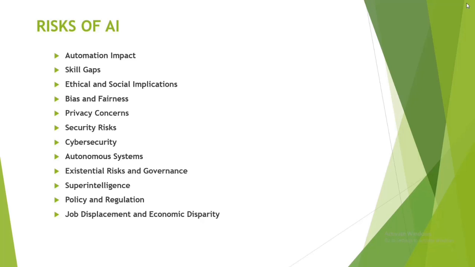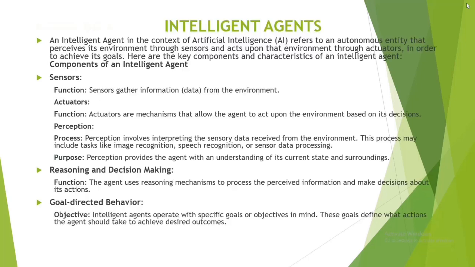And the final one is existential risk and governance. This is the potential risk posed by highly advanced AI systems, and policy and regulation. Effective governance frameworks are needed to manage the ethical, legal, and social implications of AI technologies, ensuring responsible development and deployment. So these are some risks of AI.